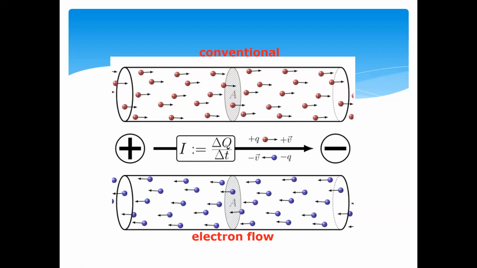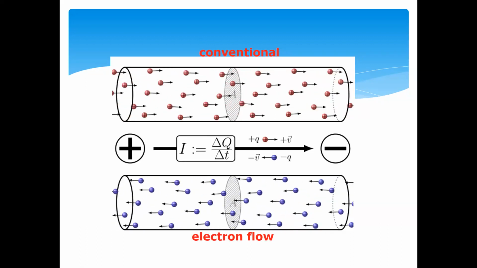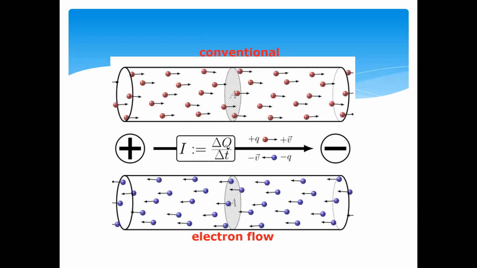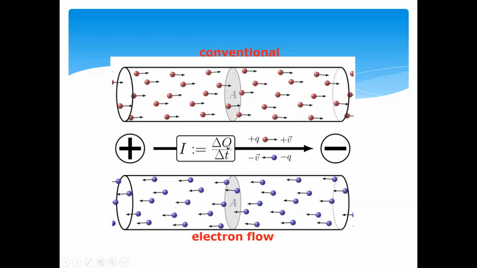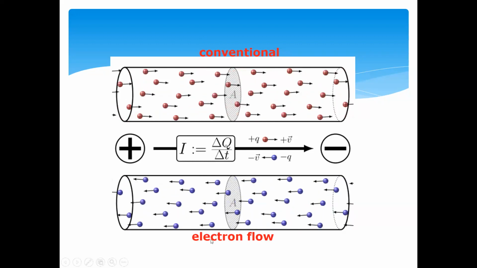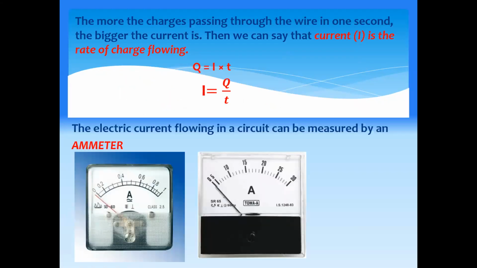The number of charges passing through the unit area in 1 second is known as electric current. To calculate the current, it is charge divided by time. So the total charge which is flowing divided by the time interval will give us the current. If we want to measure the current, we can use an instrument known as an ammeter. The ammeter is used to measure the electric current.